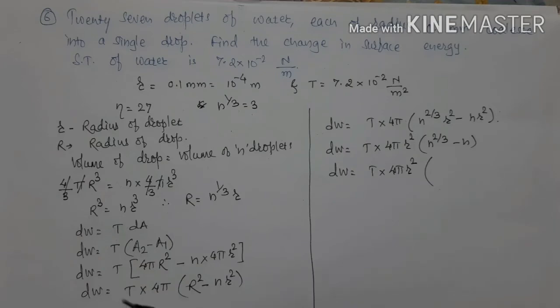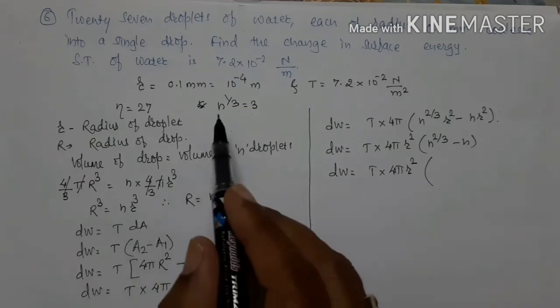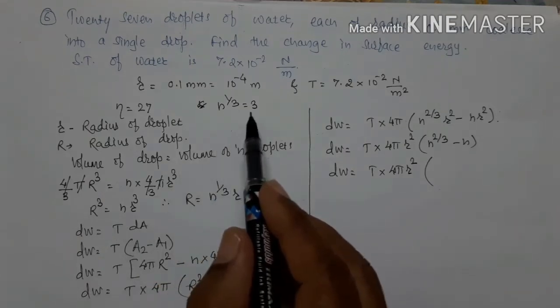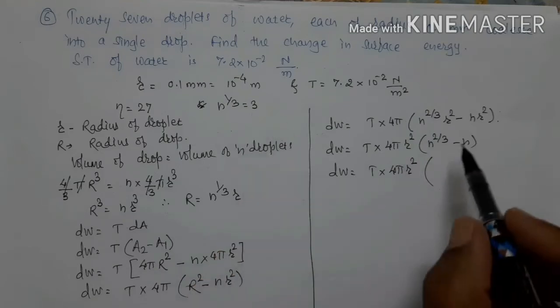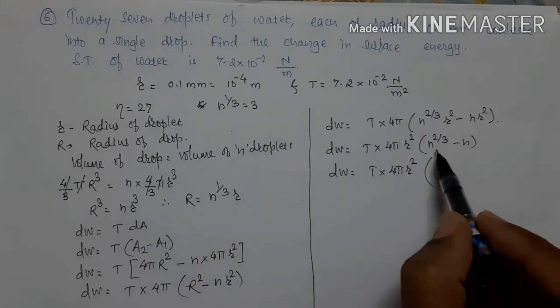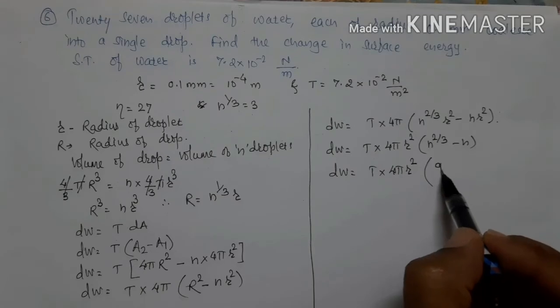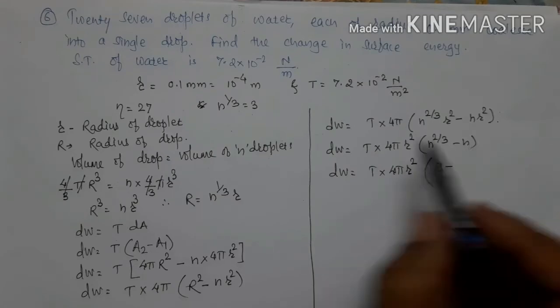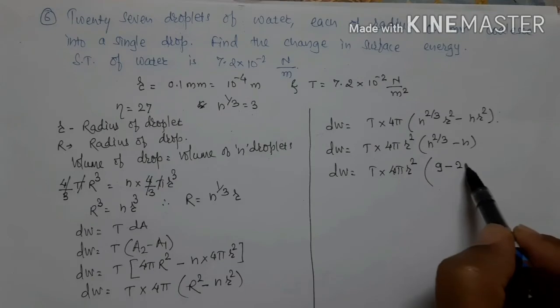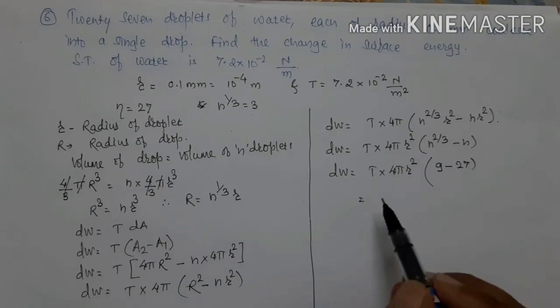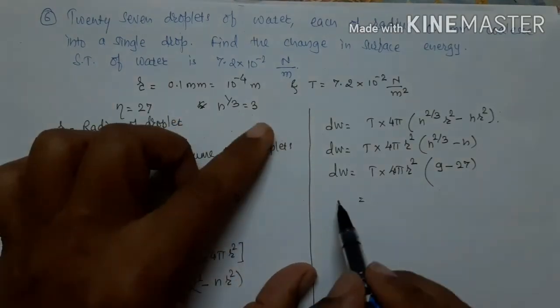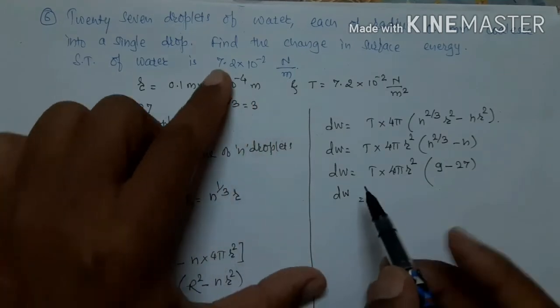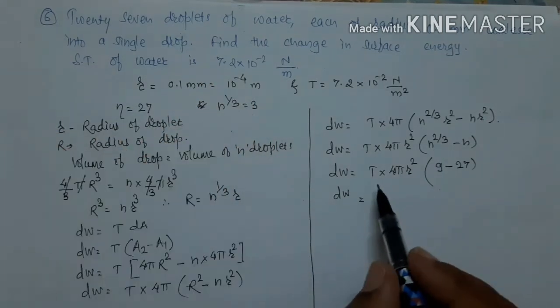Cube of 3 is 27. Therefore, cube root of 27 is 3. Therefore, it should be 3 square. 3 square is 9, minus n is 27. Therefore, I will write this as T. This work done is nothing but change of potential energy.